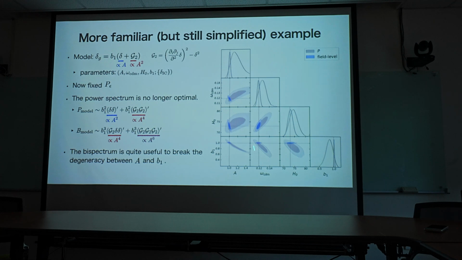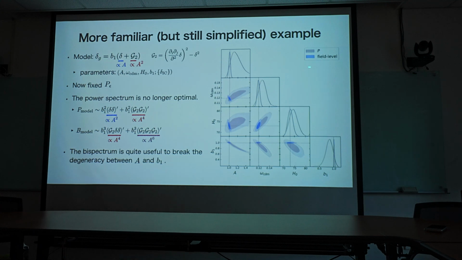But the result is kind of a nightmare, which is shown in gray. As I said, in principle we can break the degeneracy, but the effect of the one loop or higher order term is suppressed compared to the leading order term. So the resultant posterior still has huge degeneracy between A and b1 in this direction. But if you look at the bispectrum, the bispectrum has another dependence on b1 and A. And actually, the leading order bispectrum is greater than the one loop power spectrum. So we expect that the bispectrum has more information than this one loop power spectrum.